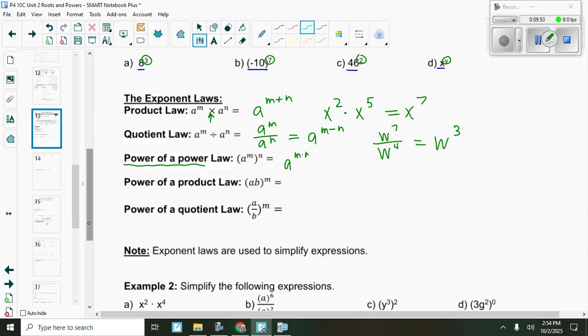For my example, let's say I had x to the power of 3, and then I'm going to raise all of that to the exponent 4.